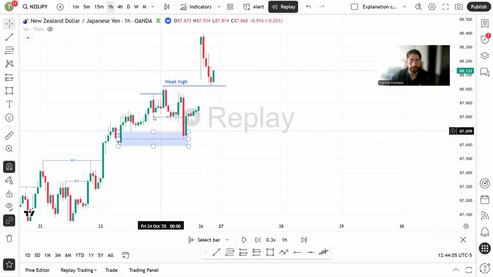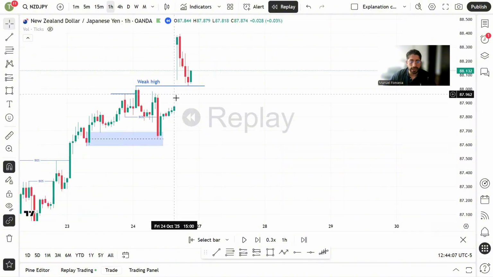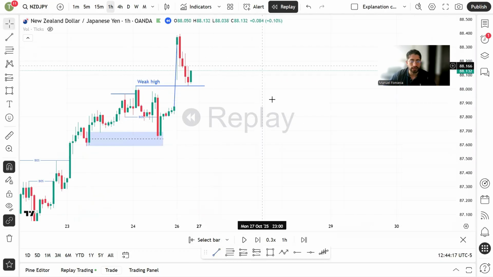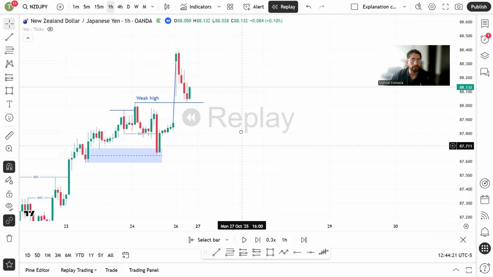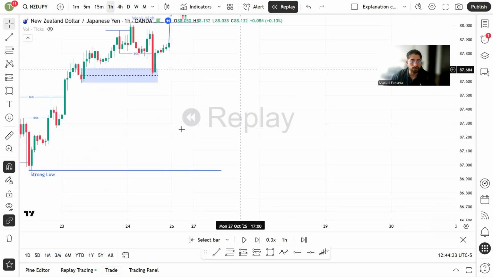Yep, it did it. This is a gap. But if you just have to count this as a normal candle, it's just a normal candle right here. Yes, that's a candle, and it was broken with the body of the candle. So now what we have to do is update our strong low.